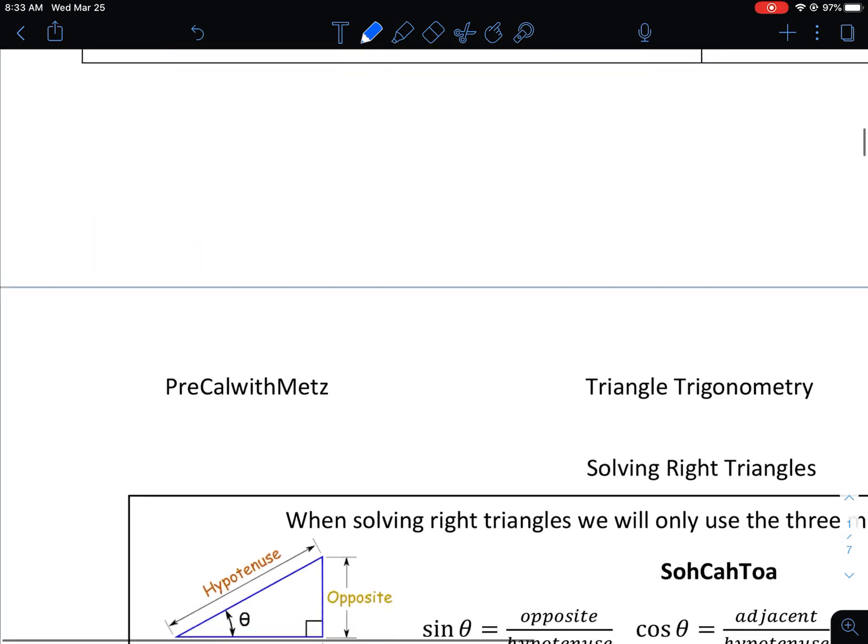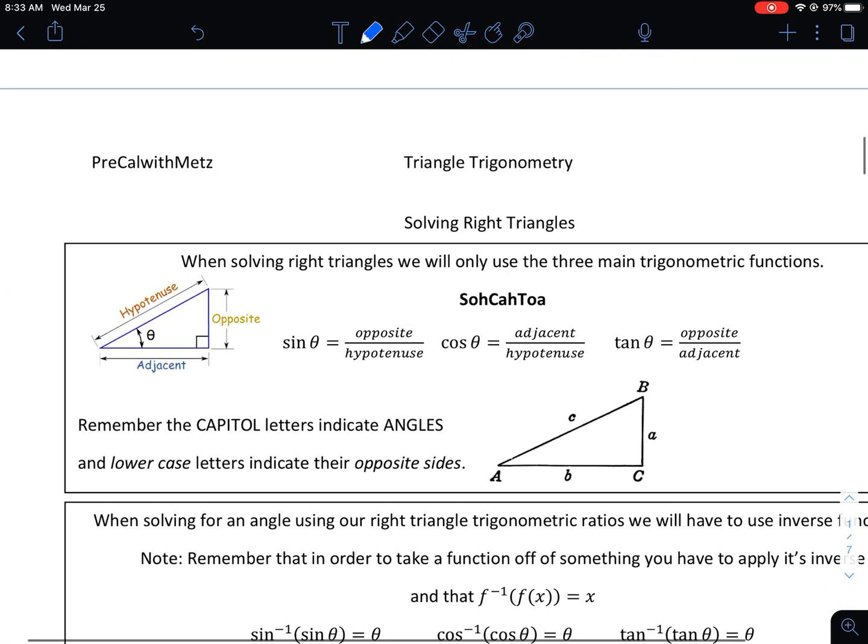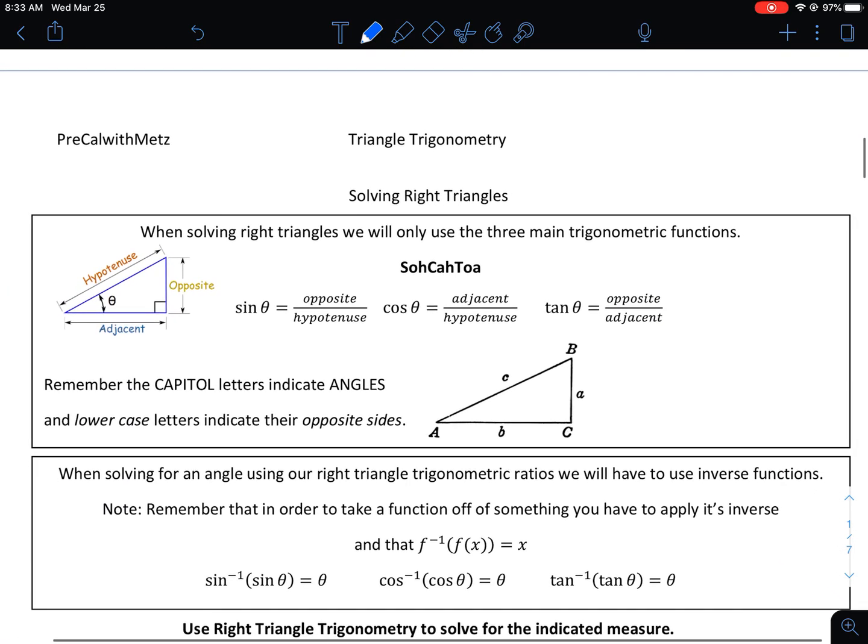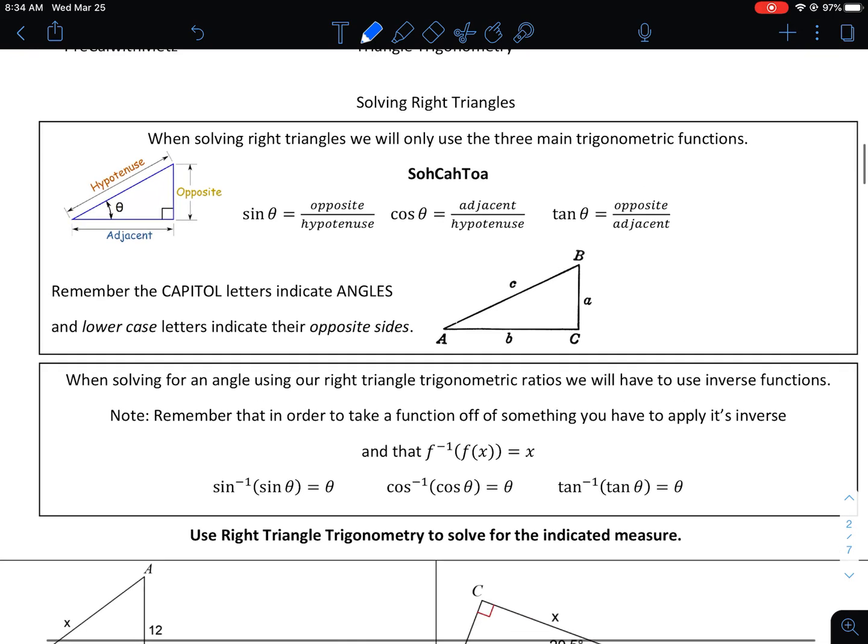Now, let's work at solving right triangles. Remember, when it comes to solving right triangles, we are going to use sine, cosine, and tangent to solve. Those are the more common ones to be using.